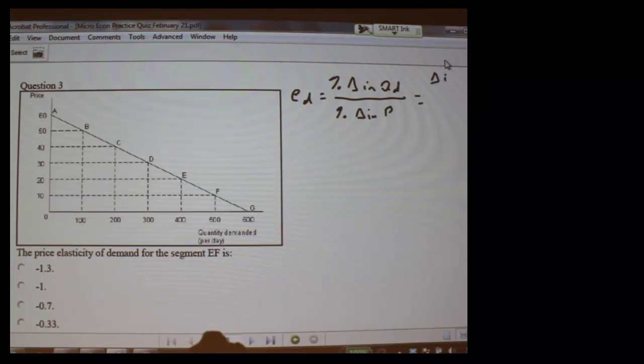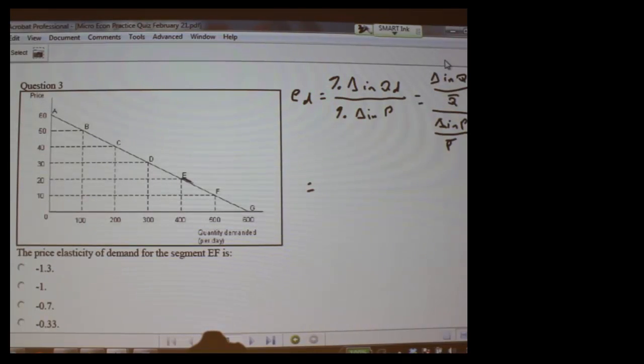Question 3. The price elasticity of demand for the segment EF is? Well, to answer this, you have to, again, write down the formula for price elasticity of demand. And it is percentage change in quantity demanded over percentage change in price. And we know that the percentage change in quantity demanded is change in Q over Q average. And the percentage change in price is change in P over P average. And so we can plug these numbers in now.